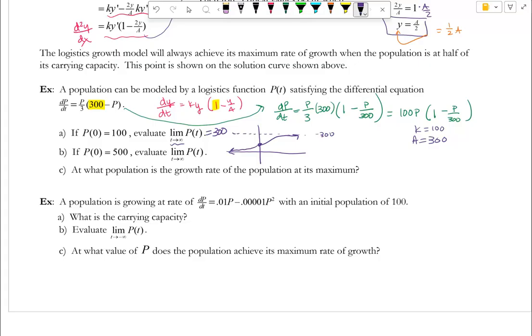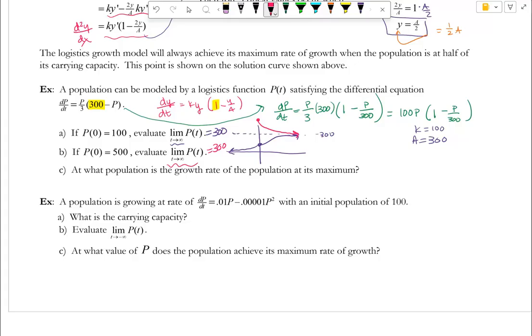Now, if I choose P of 0 is 500, so if I think about if my initial output is above my carrying capacity, but I'm still asked to evaluate the limit of P as t approaches positive infinity, if I start above my capacity, I'm just going to come down towards that asymptote. So for the second example, our answer is still just 300. That is just our carrying capacity there.